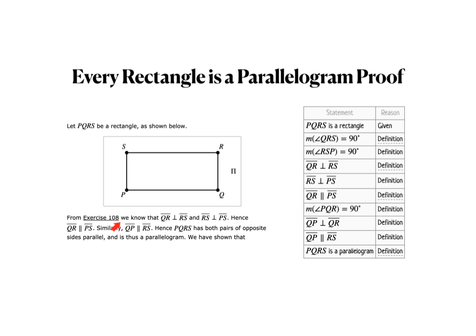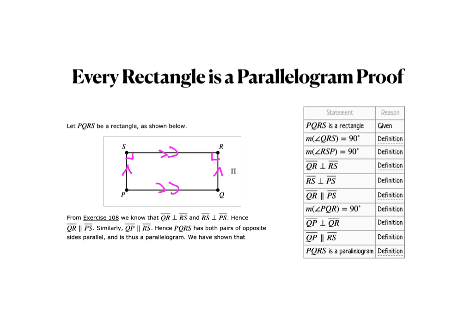So from exercise 108, we know that QR is perpendicular to RS. Let's mark that. QR is perpendicular to RS, and we know that RS is perpendicular to PS. Hence, QR is parallel to PS. Similarly, QP is parallel to RS. Hence, PQRS has both pairs of opposite sides parallel and is thus a parallelogram.